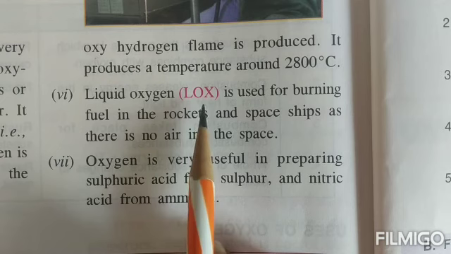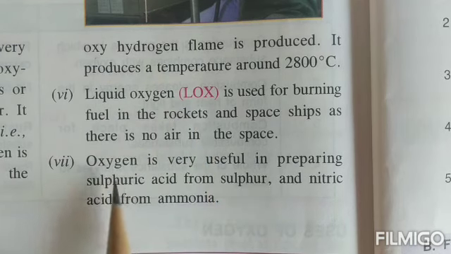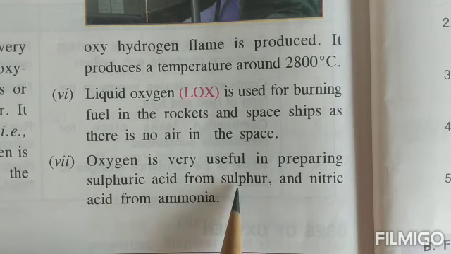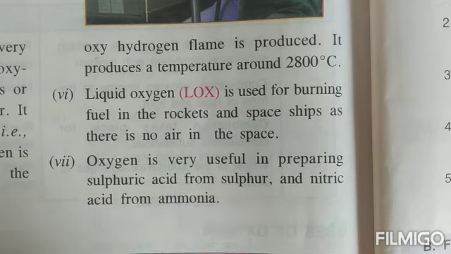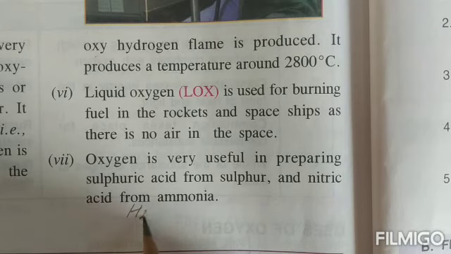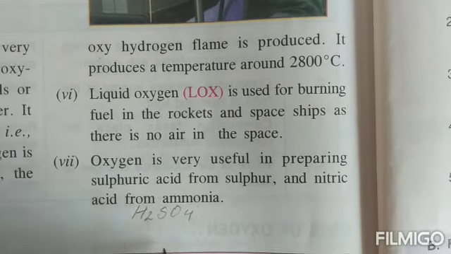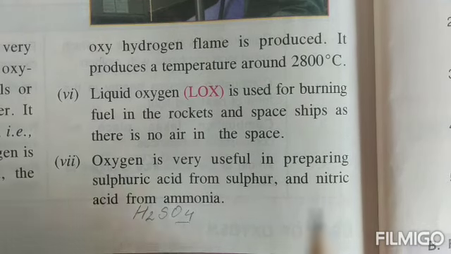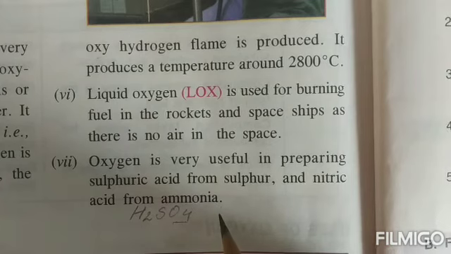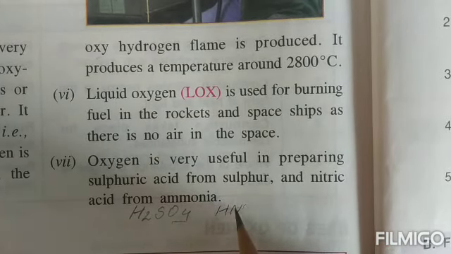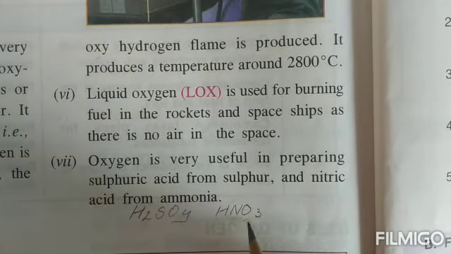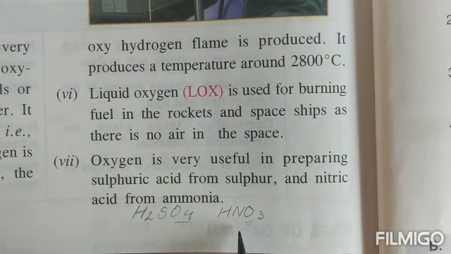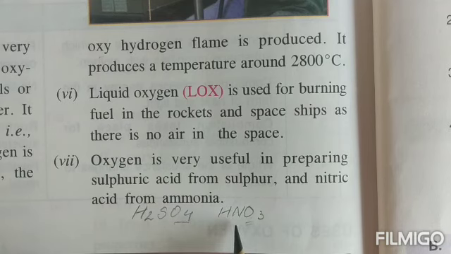Coming to the last use, oxygen is also very useful in preparing sulfuric acid from sulfur. Now what is the formula of sulfuric acid? It is H2SO4. That means oxygen is present. Now when oxygen is present, oxygen will be required. Similarly nitric acid, if you write the formula, children, it is HNO3. That means again oxygen is required over here. So in whichever acid we talk about, children, oxygen will always be present.